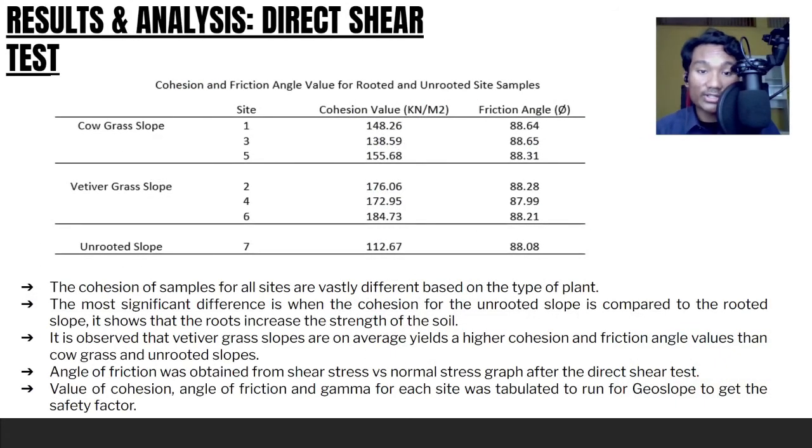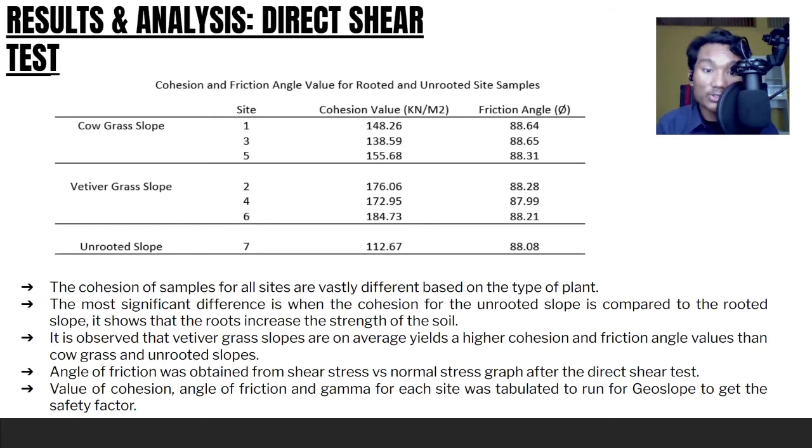Now the results and analysis for the direct shear test. As you can see from the table, the cohesion of samples for all sites is vastly different based on the types of plants and the types of support. The most significant difference is when we compare the cohesion value between the rooted slope and the unrooted slope. On average, the cohesion of rooted slopes is way higher than that of unrooted slopes. This proves that the roots do provide additional strength to the slopes.